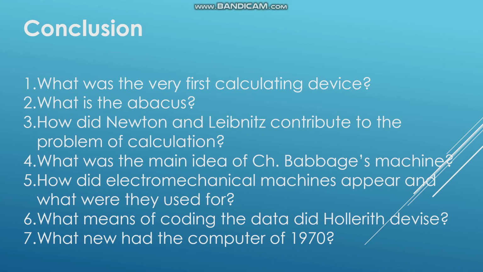Now we have come to the calculation questions. Here are some questions for you. The first question, what was the very first calculating device? The second, what is the abacus? The third, how did Newton and Leibniz contribute to the problem of calculation? The fourth, what was the main idea of Charles Babbage's machine? The fifth, how did electromechanical machines appear and what were they used for? The sixth, what means of coding the data did Hollerith devise? The seventh, what new things did the computer of 1970 have?